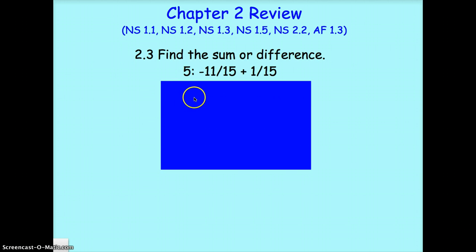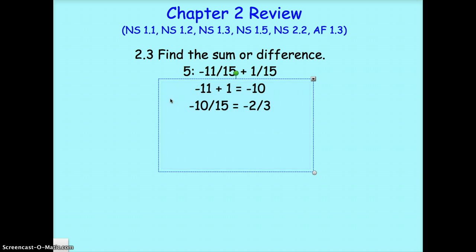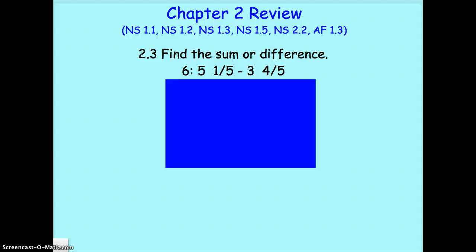2.3, find the sum or difference. Notice we already have common denominators. We're adding a positive and a negative, which means we're secretly subtracting. And end up with negative 10. Negative 10 over 15 can be divided by 5 over 5, and we get negative 2/3.